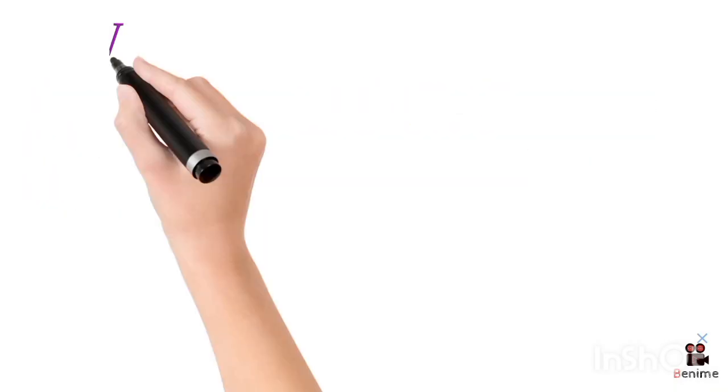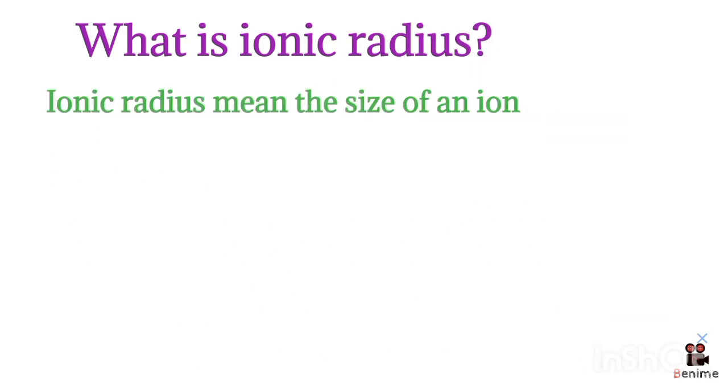First, what is ionic radius? Ionic radius means the size of an ion. In simple words, it tells us how big or small an ion is.